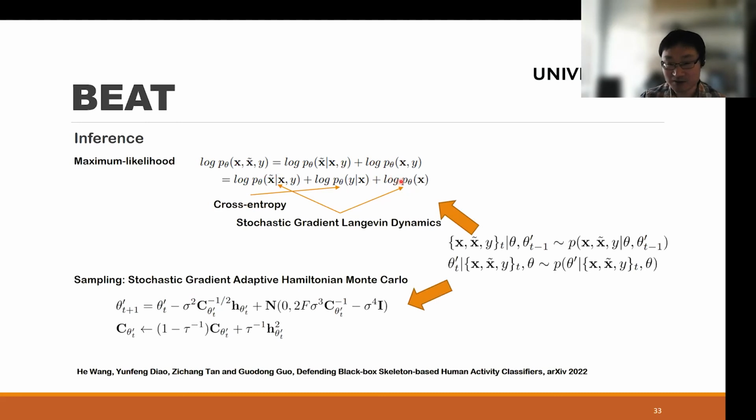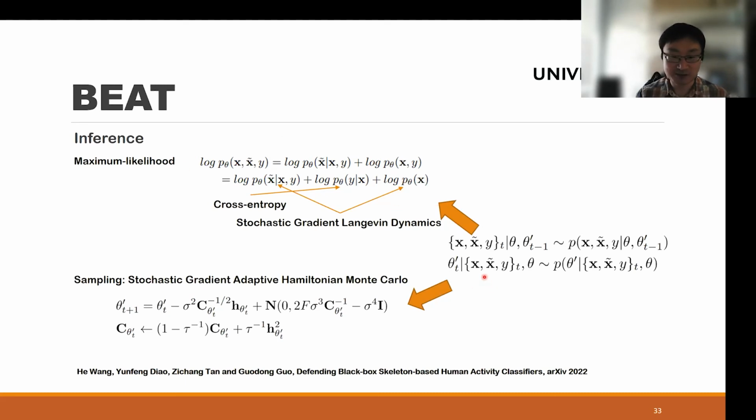These two cannot be directly optimized because they have intractable terms. So we use stochastic gradient Langevin dynamics to sample them. If you have questions about the details, we can talk later, and they're all available in the paper anyway. So that's the maximum likelihood sampling.